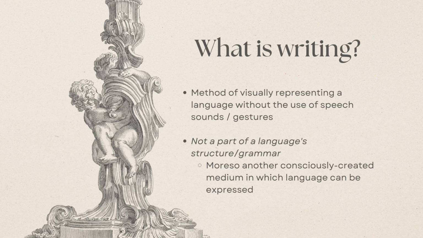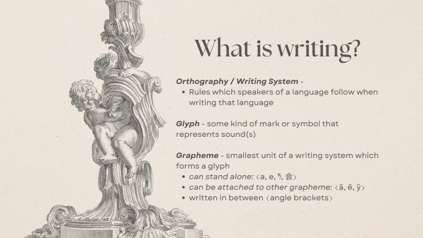Linguists don't necessarily look at writing. We look at sounds or gestures, and we look at how these sounds come together, but we don't look at how people write. And this is because it's more so a medium in which language is expressed rather than language itself. And this is also a consciously created medium. So people were aware that they are creating writing. And the rules that govern writing in each language, we call this orthography.